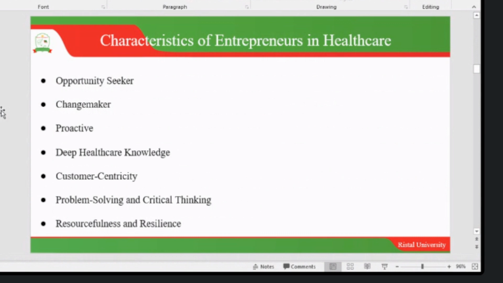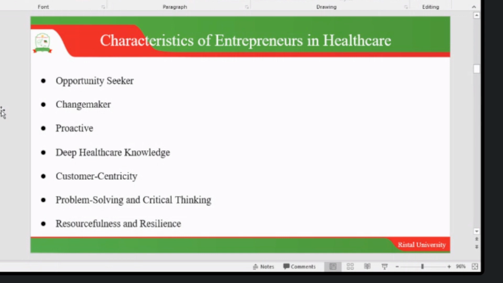Then we also note that they are change makers. For entrepreneurs to be successful, they have to be driven by that urge to create change, to see better healthcare outcomes in society. Then they do not wait for problems to happen in their entrepreneurial ventures, but they are proactive in nature, so they mitigate these problems before they happen. They put in place mitigation measures to deal with these problems, so that when they happen, they do not cause a lot of damage to their entrepreneurial venture.